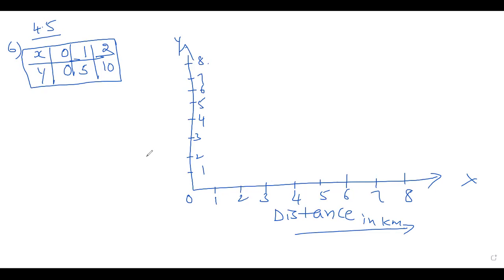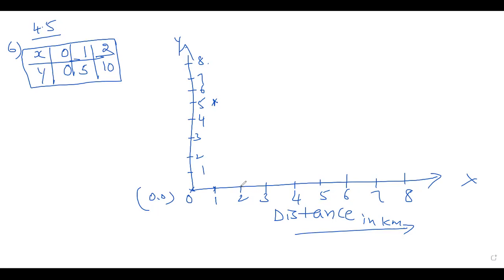Now mark the points, children. 0, 0, it is 0, 0 here. Next, 1 and 5. We have 1 here, mark 5 on the y-axis.